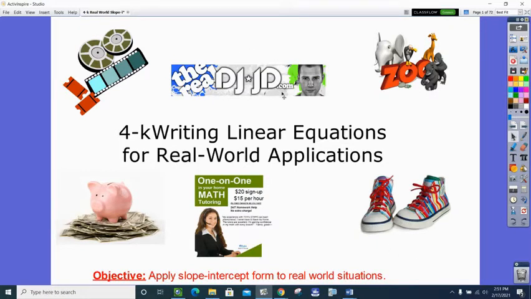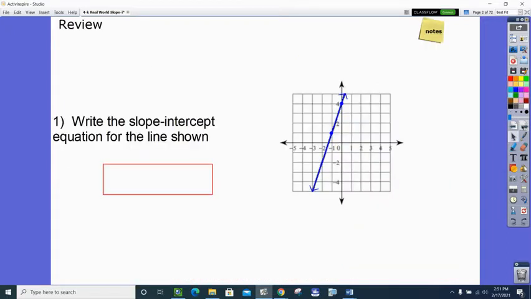Matter of fact, a lot of what we've done today you've seen before, and we're just giving those mathematical names of slope and y-intercept to things that we've already worked with before, so don't be surprised. So just before we get started, let's remember what the slope-intercept form is.